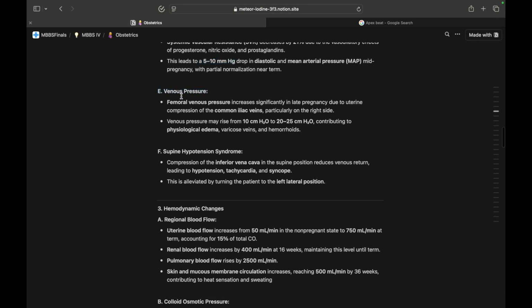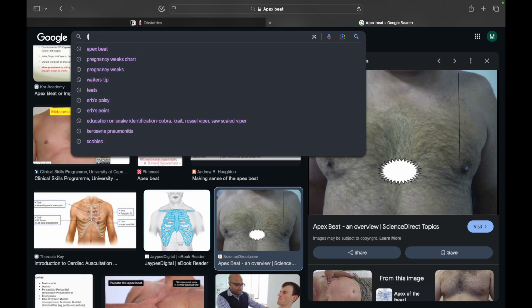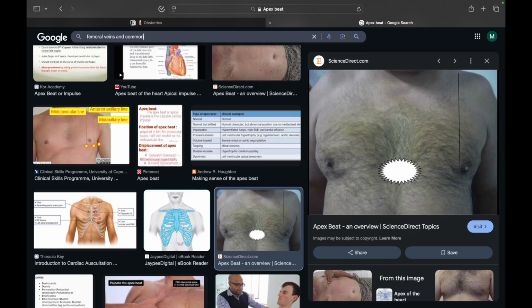Venous pressure. Femoral venous pressure increases significantly in late pregnancy due to uterine compression of the common iliac veins. So the uterus compresses the common iliac veins, and because of that femoral venous pressure rises. So, femoral veins and common iliac.